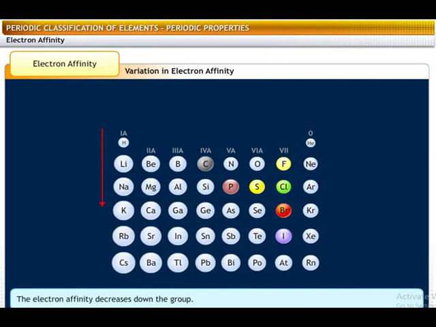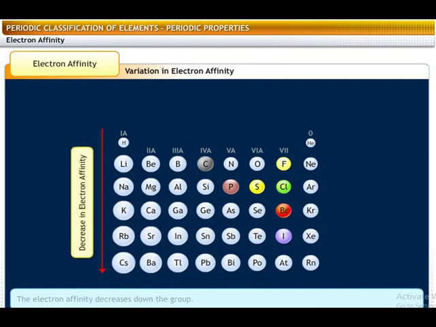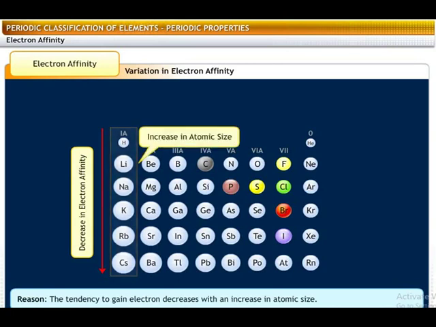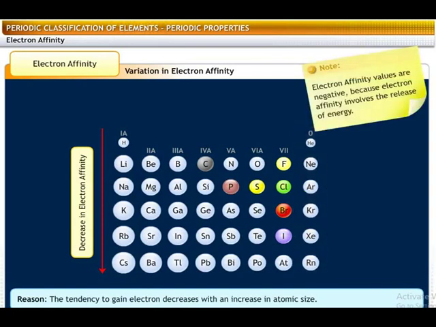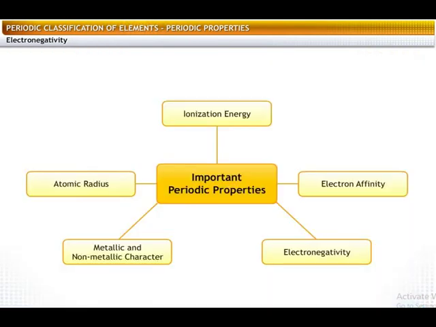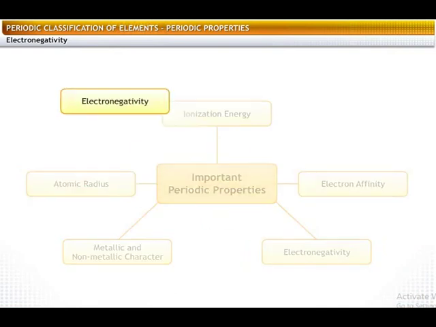Electron affinity decreases down a group. This is due to the tendency to gain electrons decreasing with an increase in atomic size. The zero group elements, or the inert gases, have the lowest electron affinity values in the periodic table. Generally, electron affinity values are negative because electron affinity involves the release of energy. Let us now talk about electronegativity, the fourth important periodic property.